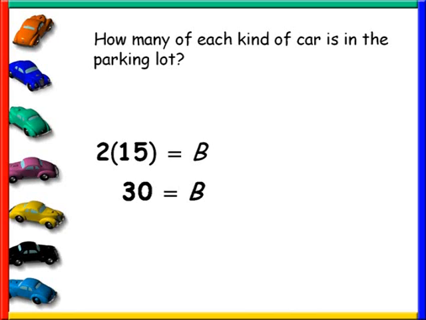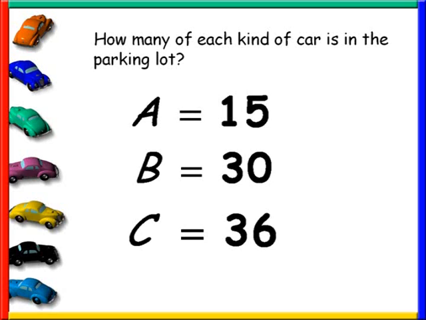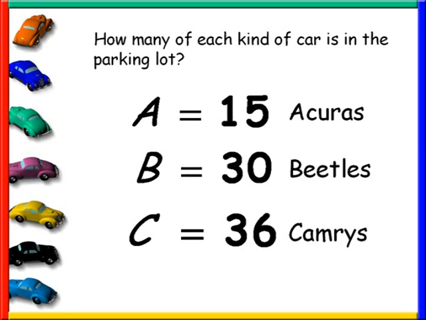Now let's recall what we have found. We have found that A was 15, B was 30, C was 36. Remembering what A, B, and C represented, there are 15 Acuras, 30 Beetles, and 36 Camrys in the parking lot.